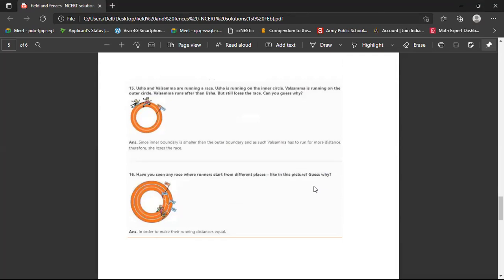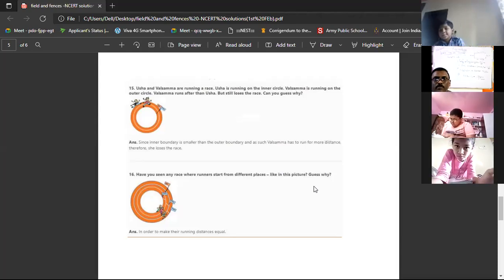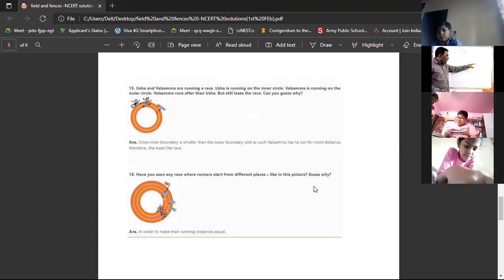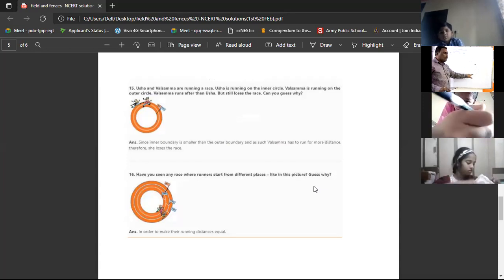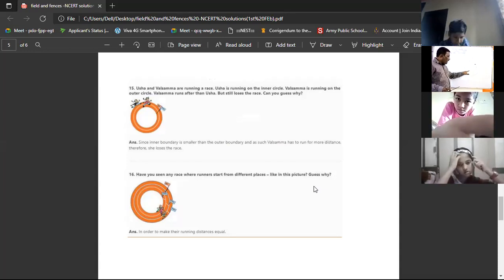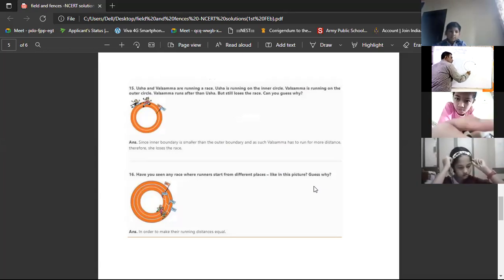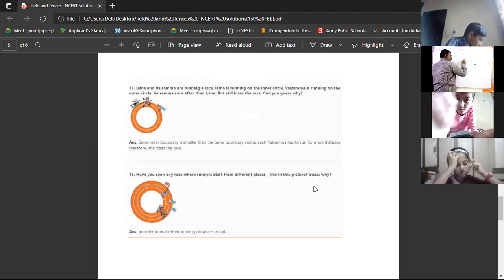Two students are in a running race. Usha is running on the inner circle, the other one is running on the outer circle. The one on the outer circle runs after Usha, but still she loses the race. Why? Because the outer circle is bigger and the inner circle is smaller, sir. The person who runs on the inner circle has to cover less distance compared to the outer one. Outer distance is more, inner distance is very less. That's why whoever runs on the inner circle always has the advantage, because they have to run only a lesser distance. That's why the one running on the outer circle will lose.